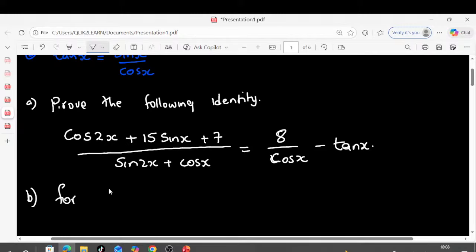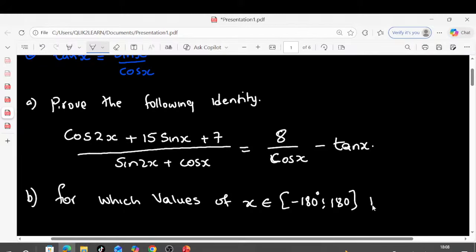The next question says, for which values of x in the boundary minus 180 degrees and 180 degrees is the identity undefined.